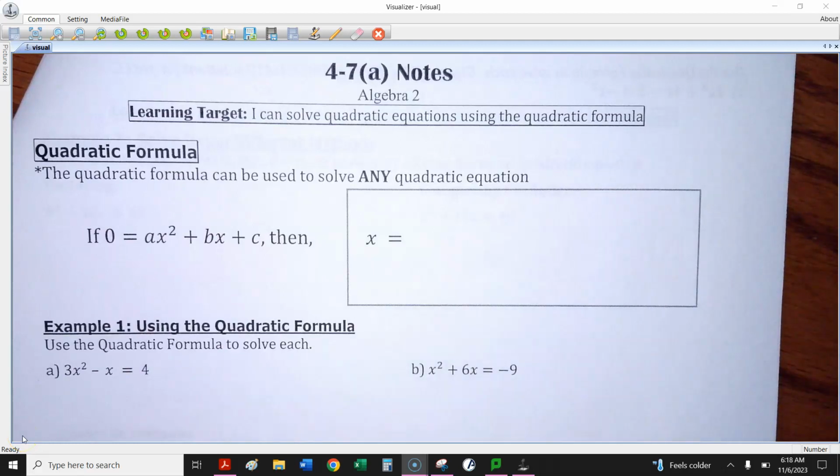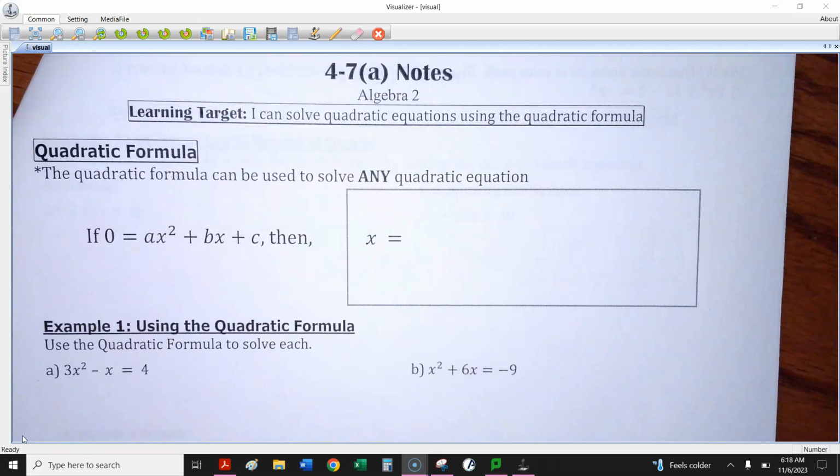Okay, today we are going to work on another method for solving a quadratic. It's called using the quadratic formula. All I have up here at the top is just a big box for you to write the quadratic formula in. Now, similar to factoring, you have to set your quadratic equal to 0. In factoring we usually try to keep the squared term positive, but that does not matter in the case of the quadratic formula.